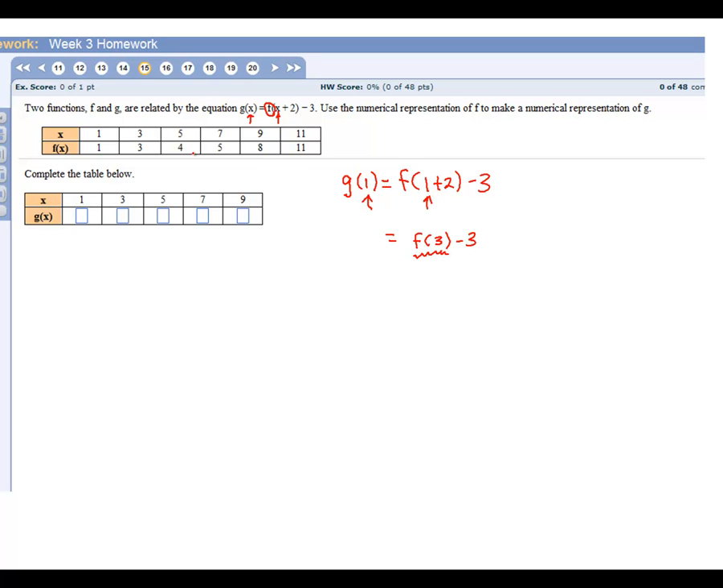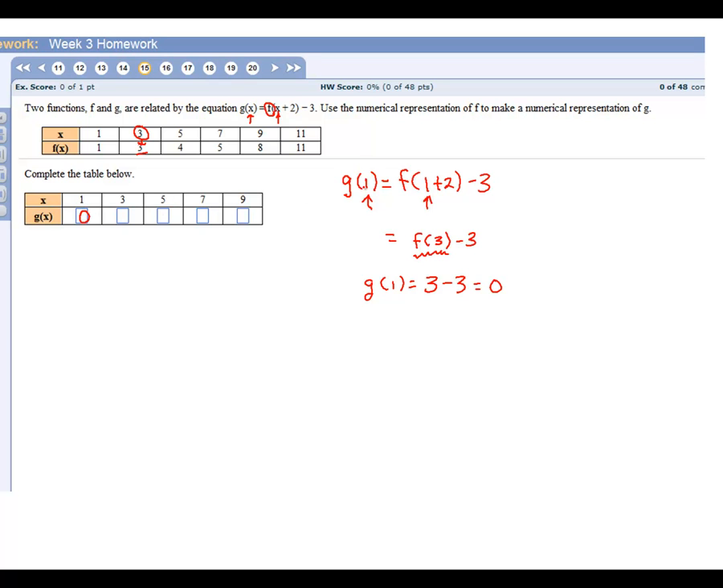Well, that's where this other table comes in. This table gives us values for the function f based on the x value you start with. What we want to know is what's the value of f when x is 3. So we come up here to when x is 3, we plug that into the function f, and we get an answer of 3. So g of 1 is equal to f of 3, which we just saw from the table is 3, and then this minus 3 that was part of the equation from the beginning, so 3 minus 3 is 0. So g of 1 is 0. So that's what we would put in this place here.